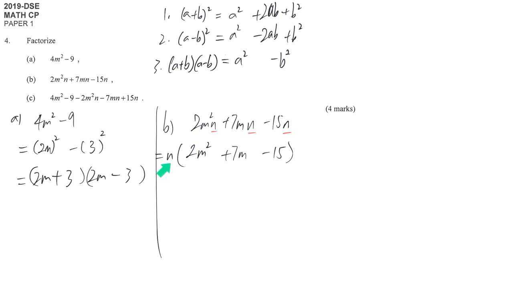After we extract n, we find that this is a quadratic expression. And then we may use the cross method to factorize it. Or some of you use calculator tricks, it's still fine. Up to you.